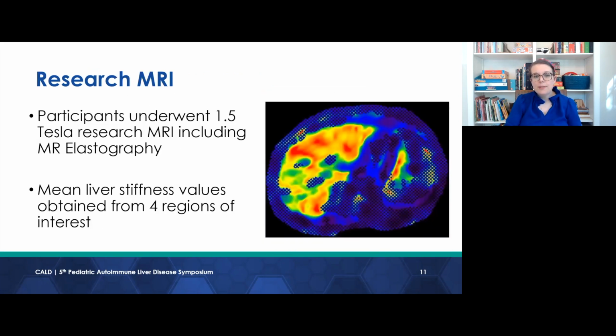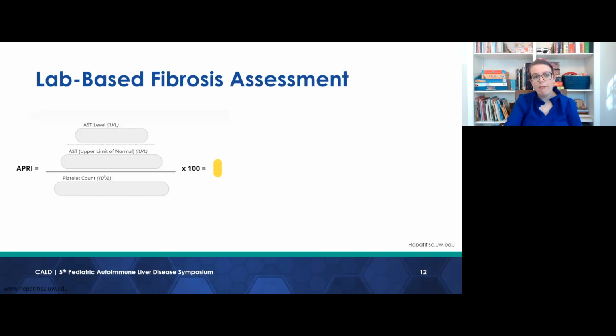So patients underwent research MRI. This was using a 1.5 Tesla scanner with sequencing for MR elastography, which looks at the stiffness of the liver at 4 different areas, which is then averaged to take an overall viewpoint. The advantage of MRI is that you can take actual individual digital slices of the liver. And so if you have areas of increased fibrosis, that can average and give a better representation across the whole liver itself. There are some lab-based fibrosis assessments.